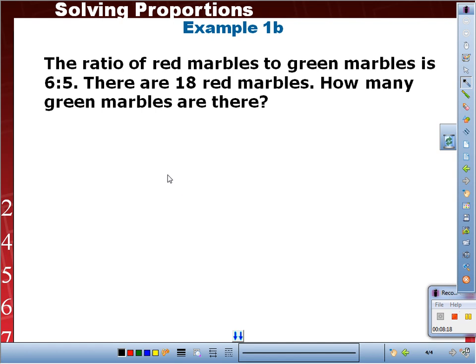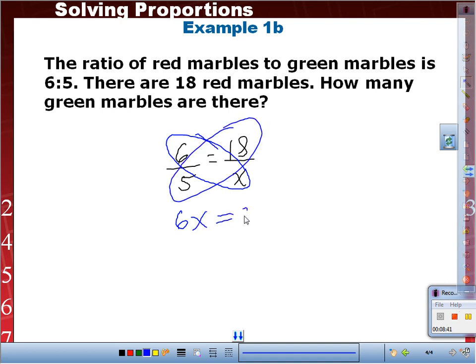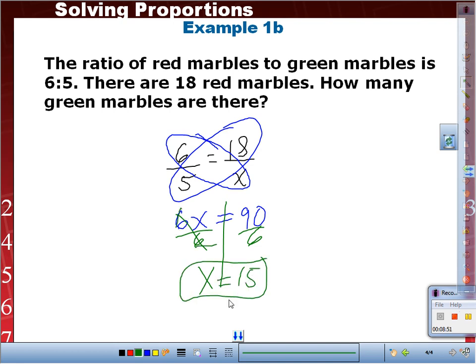Jacob, give me your proportion, please. 6 over 5 equals 18 over X. Okay. Then we cross multiply. I always start with the X so that I write it here, 6X equals, and this is 90. All right. And then from there, divide by 6, divide by 6. X equals 15.